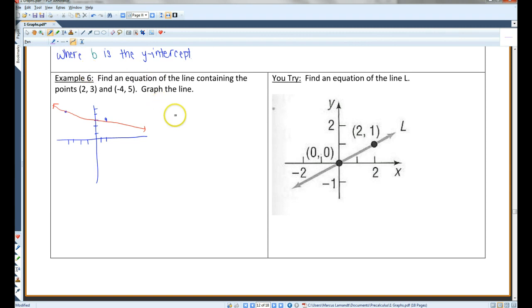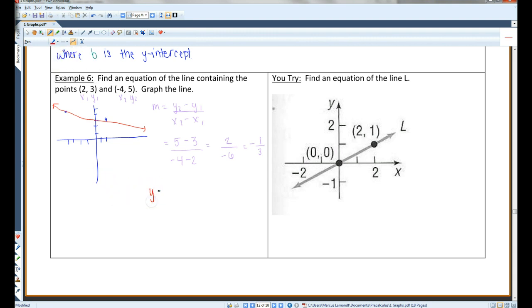Let's use purple. So my m is y2 minus y1 over x2 minus x1. I'm going to make this my x1, y1, and this my x2, y2. So I've got m equals 5 minus 3 over negative 4 minus 2. 5 minus 3 is 2. Negative 4 minus 2 is negative 6. This reduces to negative 1/3. So there's my m.